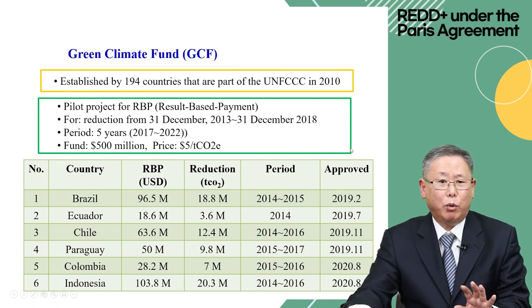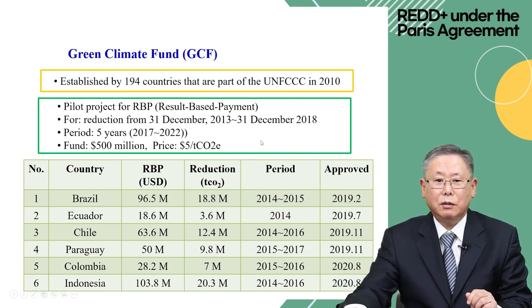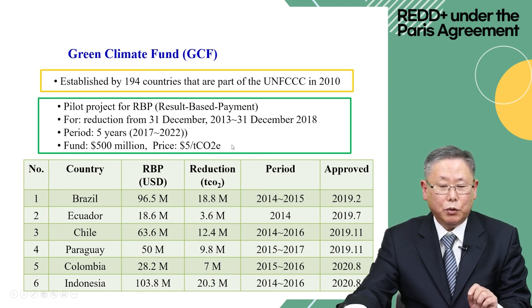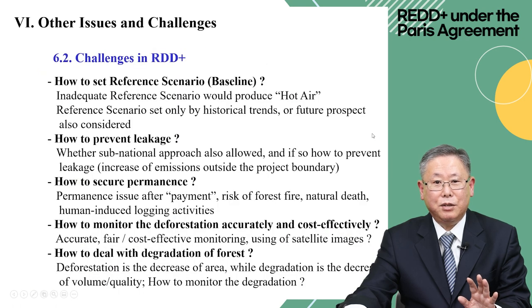The other one is the Green Climate Fund, GCF. This was established in 2010 by 194 countries that are part of the UNFCCC. It has a pilot project for RBP, result-based payment: if you save some amount of CO2, then you will get paid. For reductions from 2013 to 2018, five years, there was $500 million, and each ton of CO2 equivalent is $5. So Brazil receives 96 million, Ecuador and Chile 63 million US dollars, and Indonesia 103 million US dollars. They receive this through the REDD program.